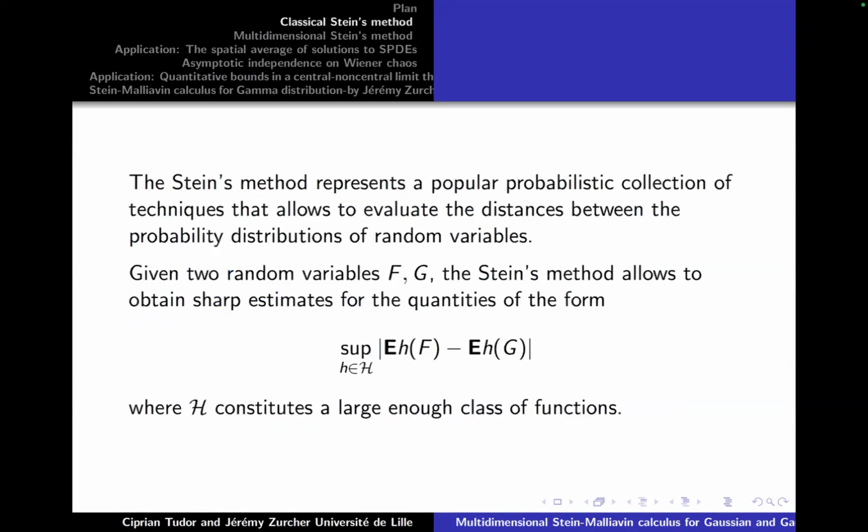So, what is Stein method? As I told you, it's an old theory, and it is a collection of probabilistic methods. The purpose of this method is to evaluate distances between probability distributions. Imagine you have two random variables, F and G, and the idea is to measure how far or how close the distribution of F is from the distribution of G.